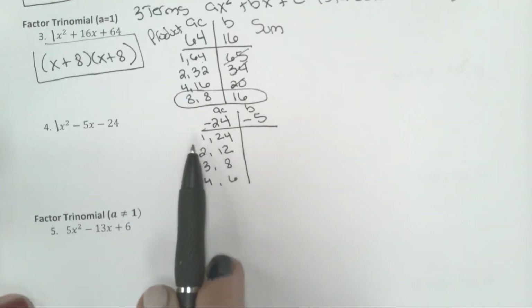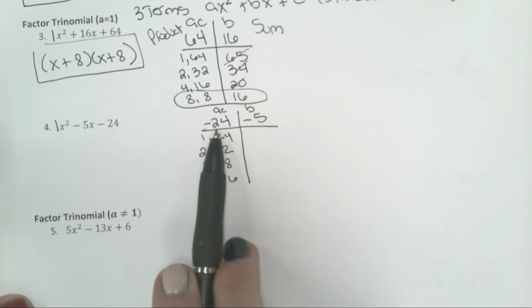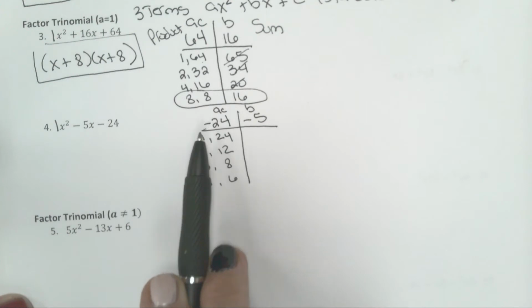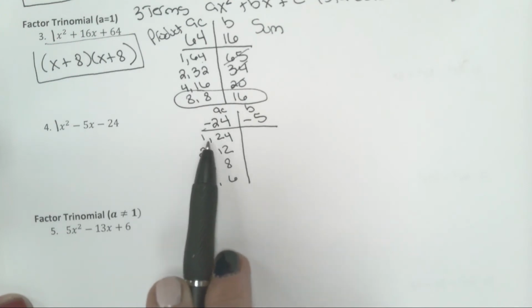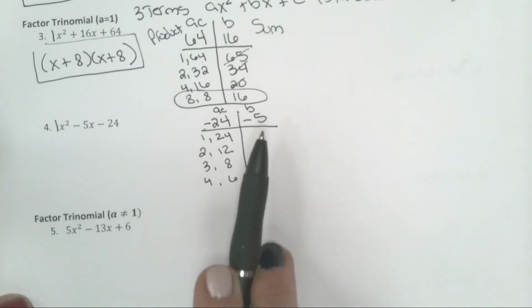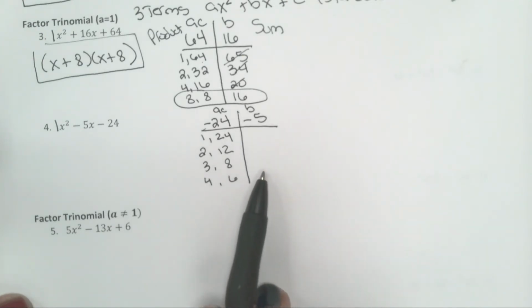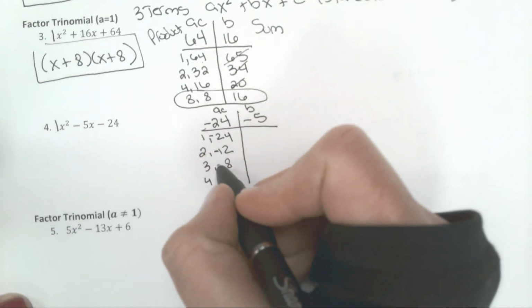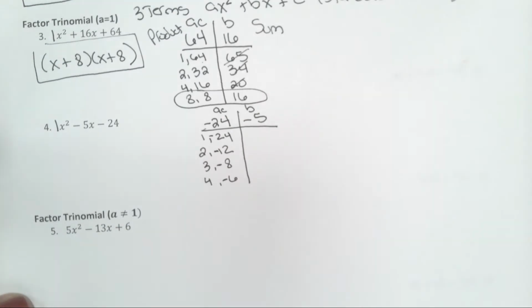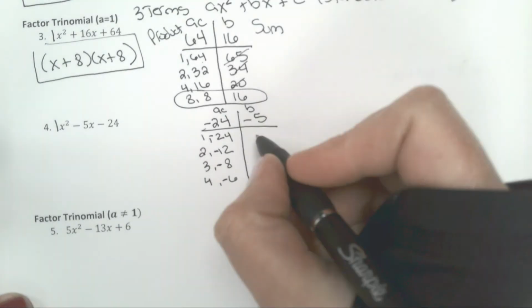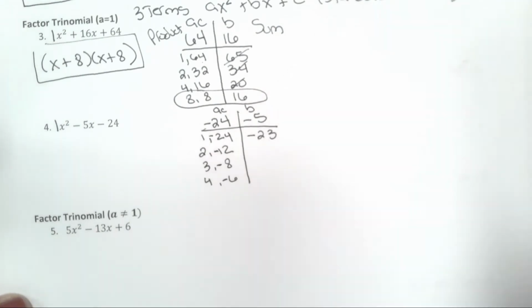We can't leave it like this because 1 times 24 is positive 24, and I need factors of negative 24. So that means one of these numbers is going to have to be a negative. It has to add up to negative 5. So if it has to add up to a negative, that means that the bigger number is going to have to be your negative. So 1 plus negative 24 adds up to negative 23.